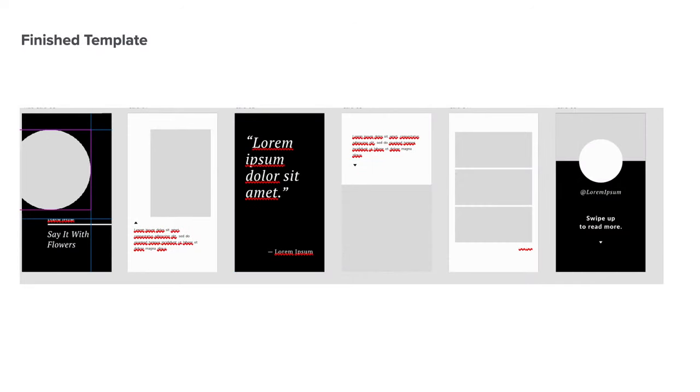Now, there's the finished template. You can see there's 6 templates there, and they're very specifically templates. There's nothing particularly written in there. You can change that for each story. So you're not redesigning the whole thing, you're just changing what's on those templates.